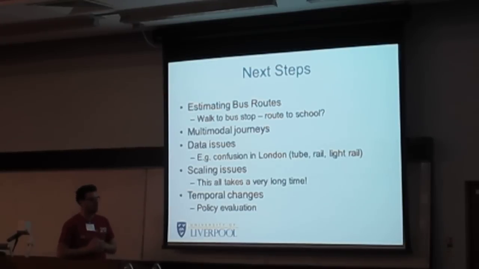There are data issues in London. Some of the data is confused because the school enters this data into the PLASC data. So the tube, light rail and rail get mixed up. And again, I think there need to be some heuristics looking for errors. So areas where there isn't a tube, for example, it's very unlikely they're using a tube to go to school. So you've got to look at that.